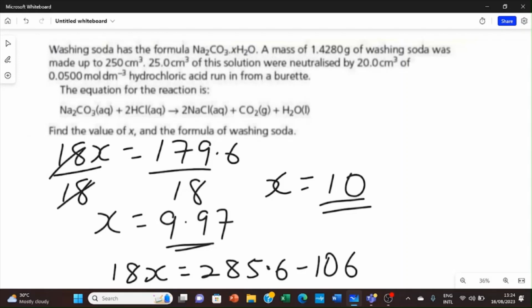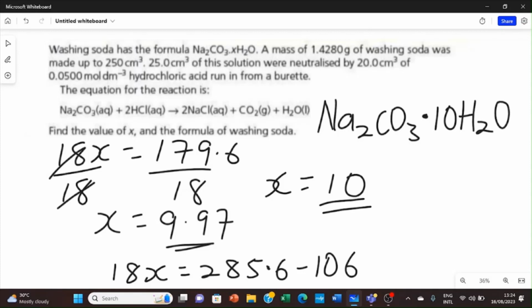So the washing soda contains 10 moles of water of crystallization. So we have to get the formula of the washing soda. The formula of the washing soda will be equal to Na2CO3.10H2O, 10 moles of water.